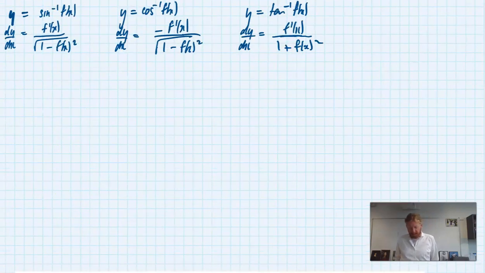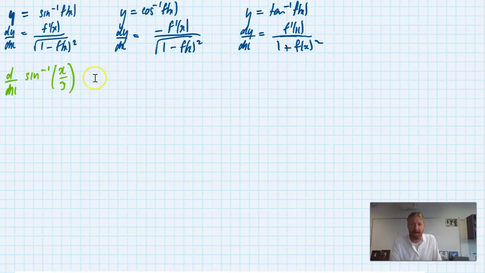Alright, so now I've got my three general-ish function cases of sine, cos, and tan inverse. I just want to do two examples. Number one is just so we can be exposed to it. You're going to see d by dx of sine inverse x on 3. We're going to come across these where it's x on a. That just tends to happen. So I want to play around with this and see what happens.